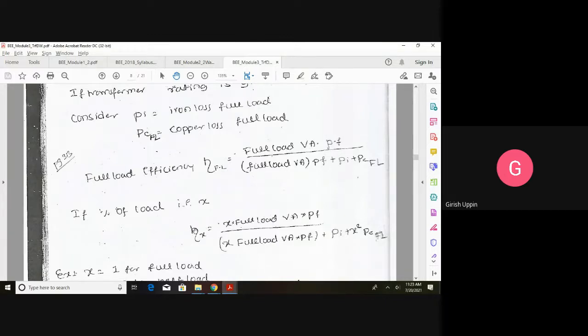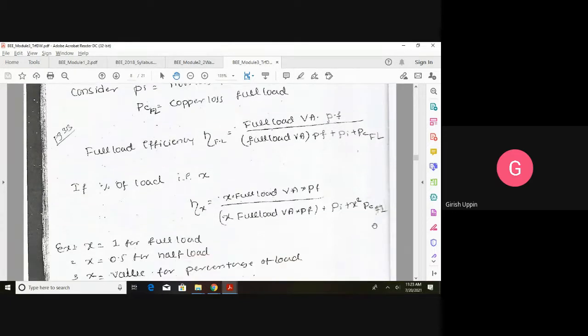So you will use it as percentage eta x is equal to x into full load VA into power factor, this whole thing divided by x into full load VA into power factor plus Pi. Pi is the iron loss. Iron loss will not change with the load. Whether it is full load or half load, the minute you switch on, the iron losses are exactly the same. Plus x square PCFL. You have to remember to put x square, and multiply by 100.